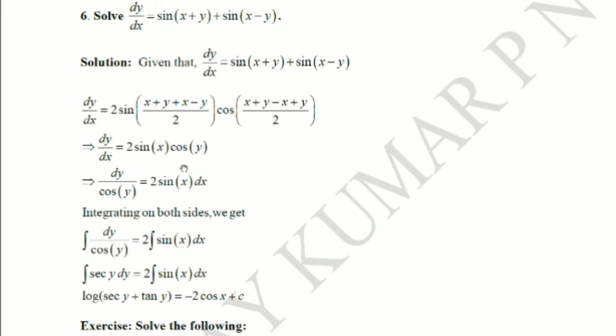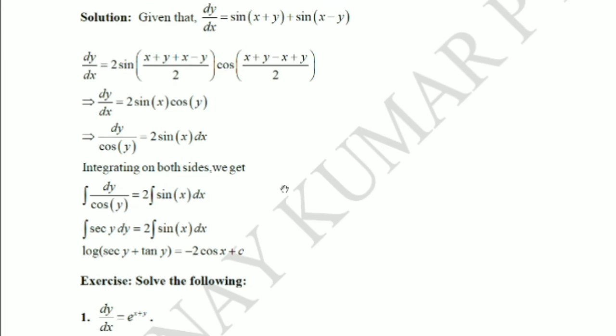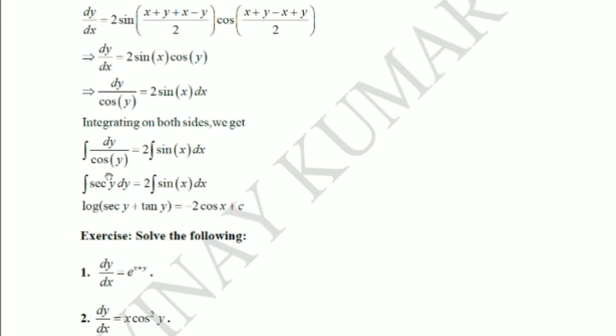Now this is very easy to separate because it is product. Now send cos y to this side, so that dy by cos y will come, and dx, if you send this to this side, 2 sin x into dx will come. Now we can easily integrate this. Integration of dy by cos y is equal to 2 times integration of sin x. But 1 by cos y is secant y. So what is the integration of secant y? It is log of secant y plus tan y is equal to 2, integration of sin x is minus cos x plus integration constant c. This is the required solution.